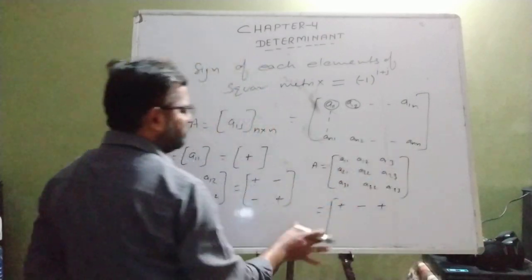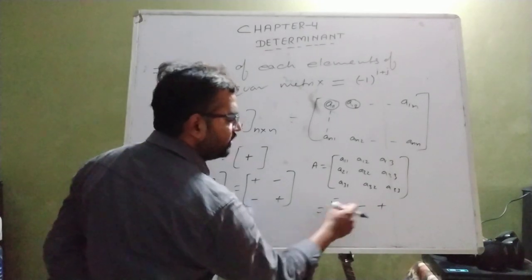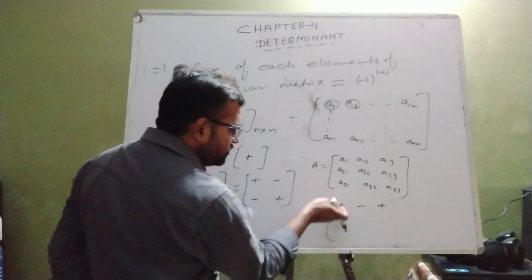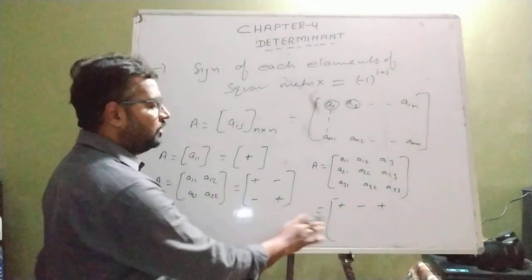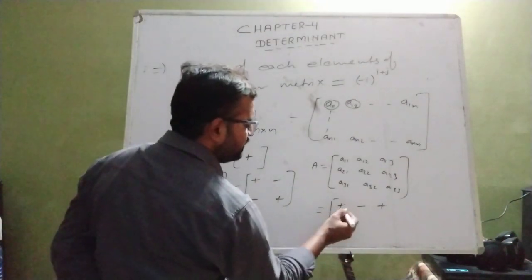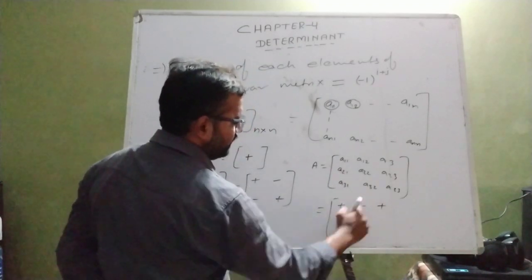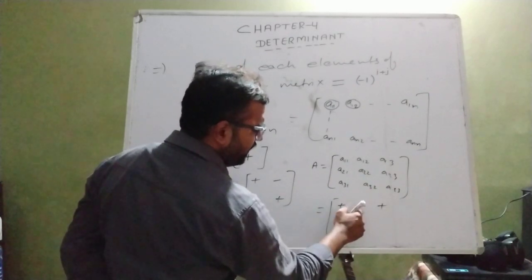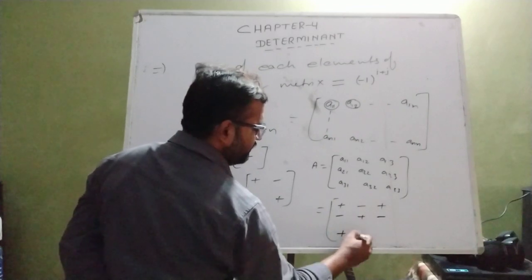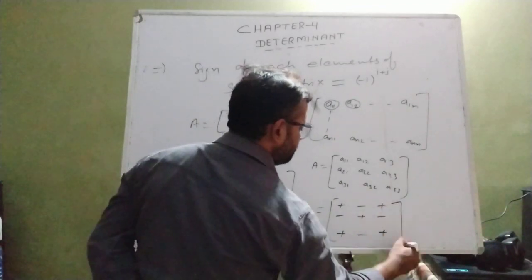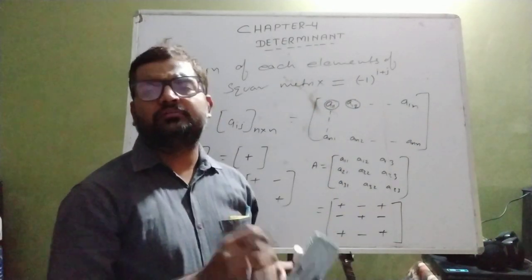Now there is a particular sequence: the signs alternate. If one is positive, then the next will be negative. The consecutive signs will definitely be different from each other. You can also check here, 2 plus 1 is 3, an odd number, then negative. Now 2 plus 2 is 4, so definitely plus. Here it will be minus, here it is plus, minus and plus. This is the sign. In this way, you can find the sign of each and every element.